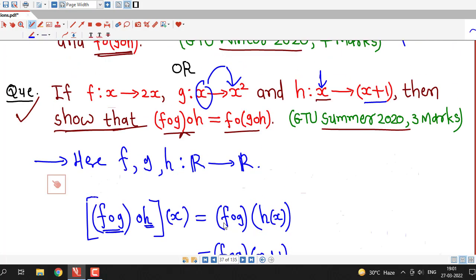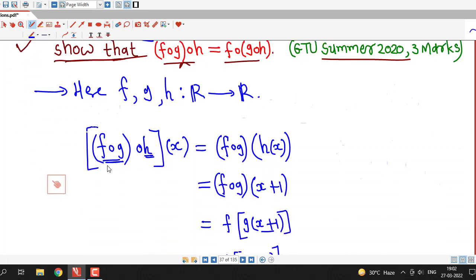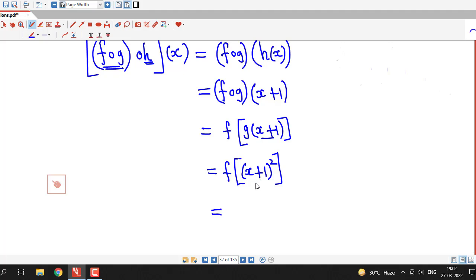Now the definition of f is: the image of x is 2x under function f. So f is sending x to 2 times x. If we have x here, we will multiply it by 2 to obtain its image. Here instead of x we have x plus 1 whole square. So we will multiply x plus 1 whole square by 2 to get the image of x plus 1 whole square.